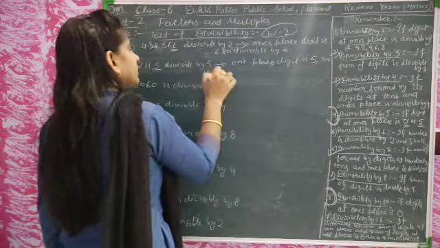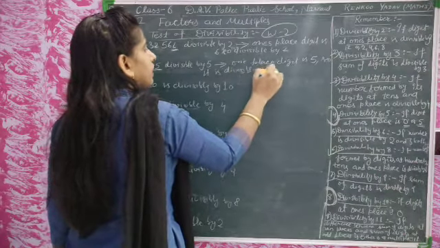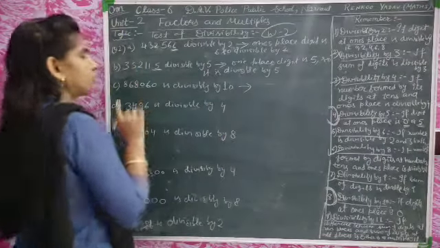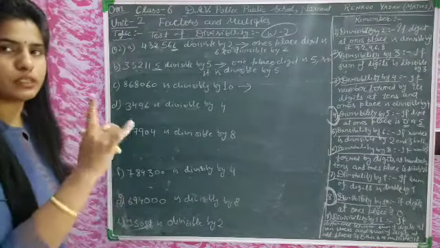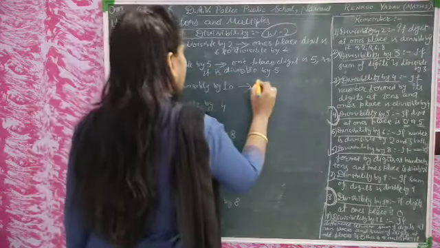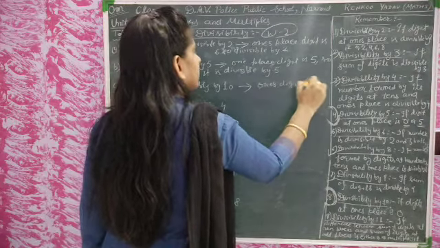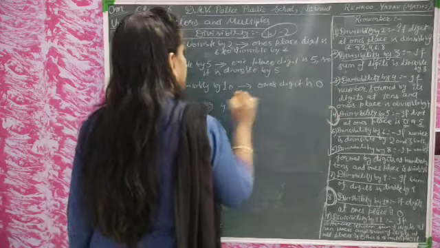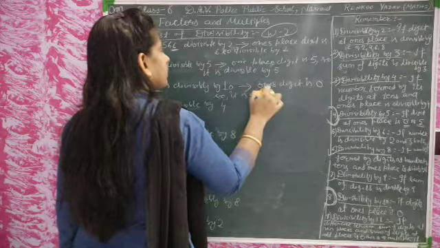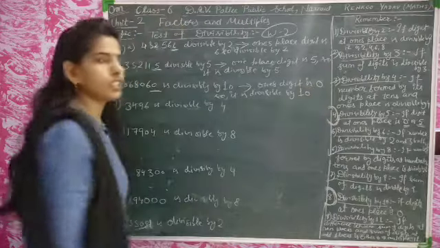So it is divisible by 5. Now students, there is 10 here. Divisible by 10. The rule is saying that the last place digit must be 0. Yes, it means the last ones digit is 0. So it is divisible by 10. Is it clear, students?